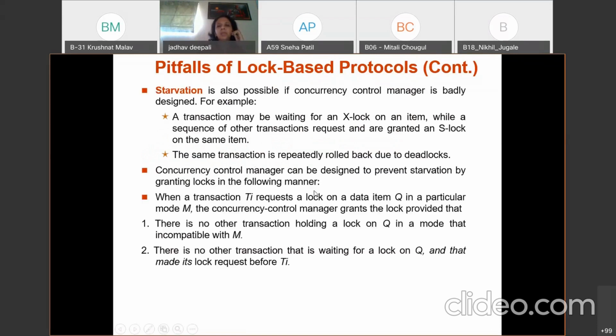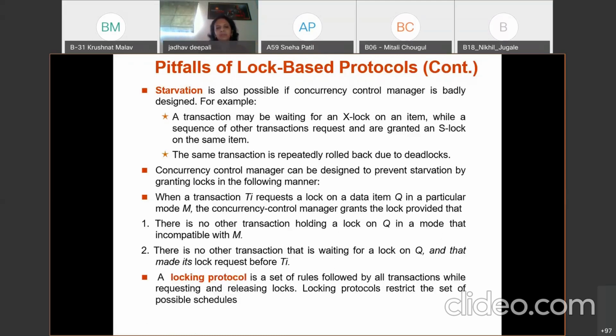So the concurrency control manager can be designed to prevent starvation. For that, a simple mechanism is used. When a transaction Ti requests a lock on data item Q in a particular mode M, exclusive or shared, the concurrency control manager grants the lock only if there is no other transaction holding a lock on data item Q in a mode that is incompatible with M, and there is no other transaction waiting for a lock on Q that made its request before Ti. So it is not allowed to T3. T2 is waiting, so it asks T3 to wait and first gives the lock to T2, avoiding the starvation.